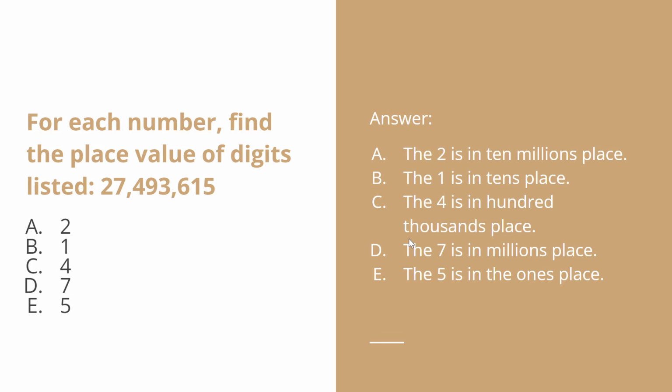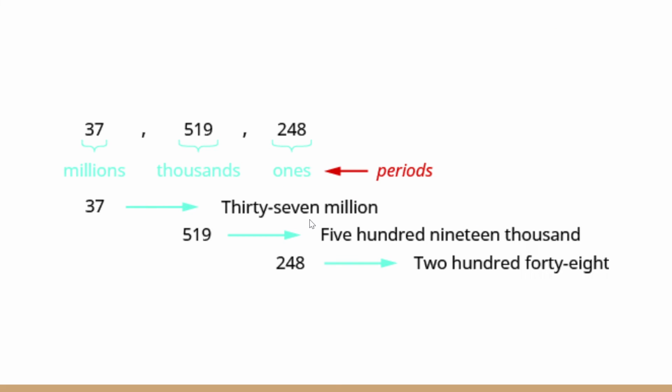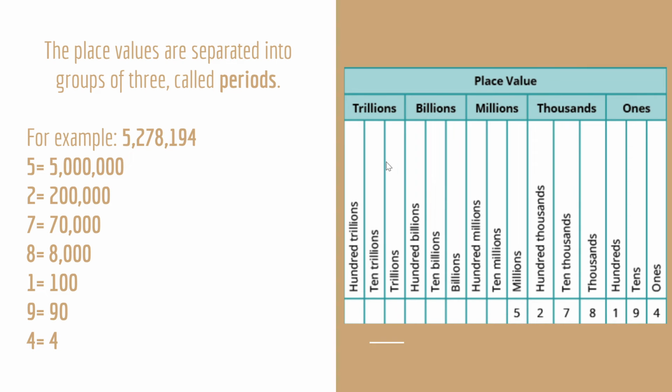Okay, the time's up. The answer is the 2 is in the 10 million place, the 1 is in the tens place, 4 is in the 100,000 place, 7 is in the millions place, and 5 is in the ones place. If you don't remember this, you can look at the picture here. Trillions, billions, millions, thousands, and ones.